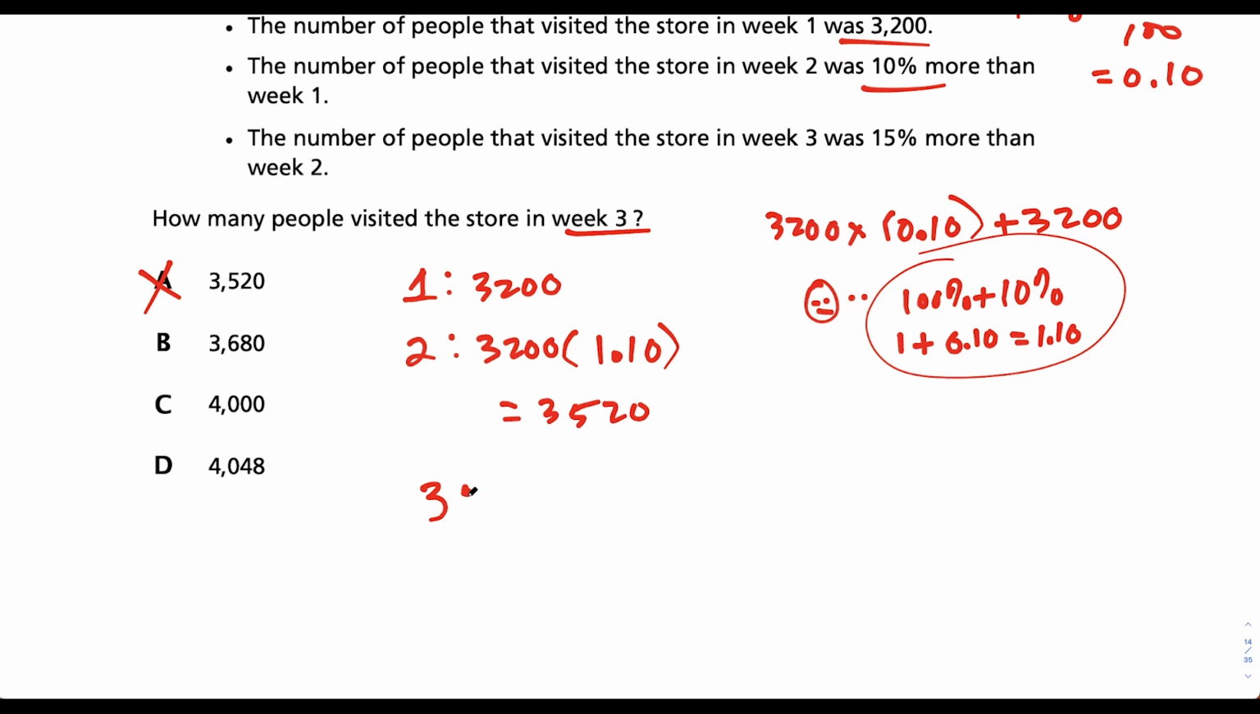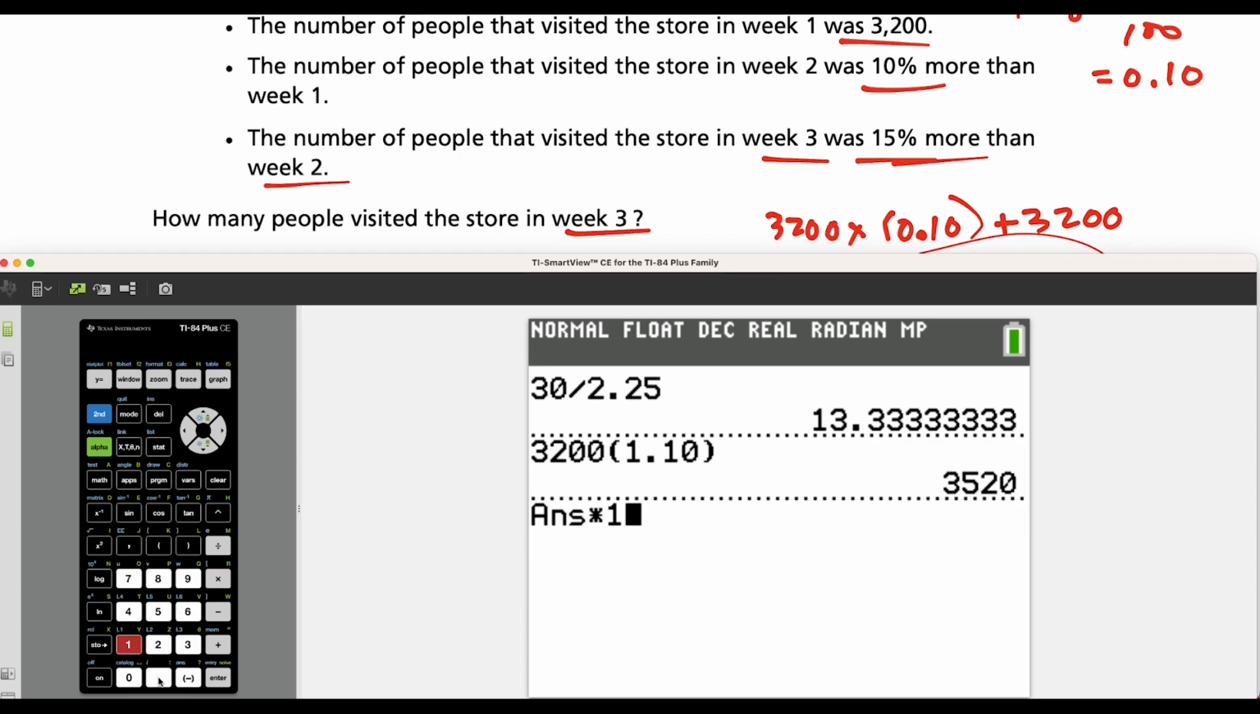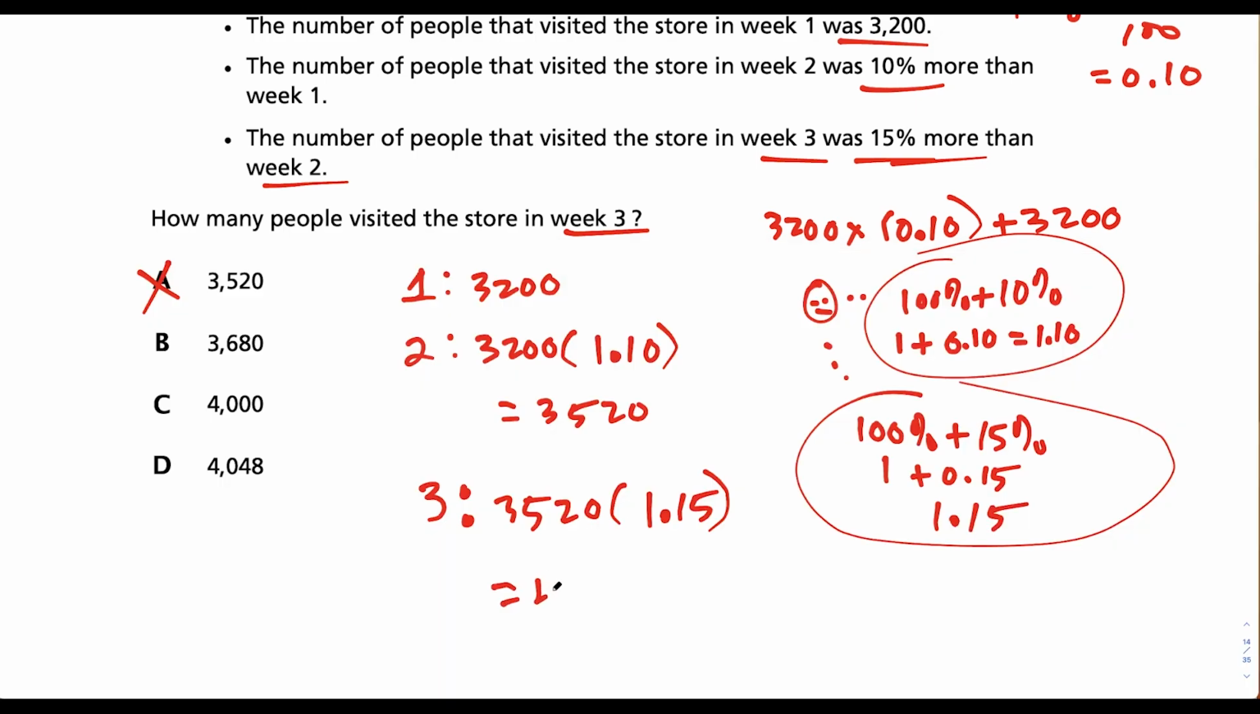What we need for week 3 is that the number of people that visited the store in week 3 was 15% more than week 2. So what I'm thinking of right away is if I want to go 15% more, that's 100% plus 15%. That would give me 1 plus 0.15, which is 1.15. So I would multiply week 2, the 3,520, times 1.15, and this would increase this amount by 15%. Our final answer is going to be 4,048. So for week 3, we have 4,048 people visiting the store. Choice D is our answer.